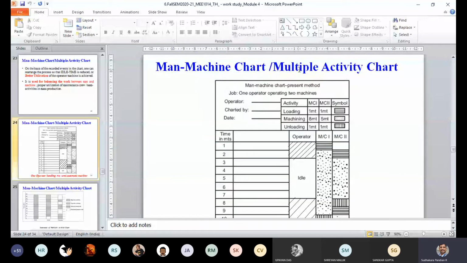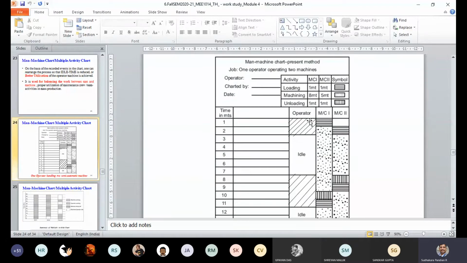It is not mentioned in the title that there are only two machines or some particular numbers. Simply, it is given as a man-machine chart or multiple activity chart. Thereby you can mention any number of operators with any number of machineries. Whatever the operator is doing, you can record with the corresponding machines, and you can calculate the times. You can mention it in the chart as a summary.